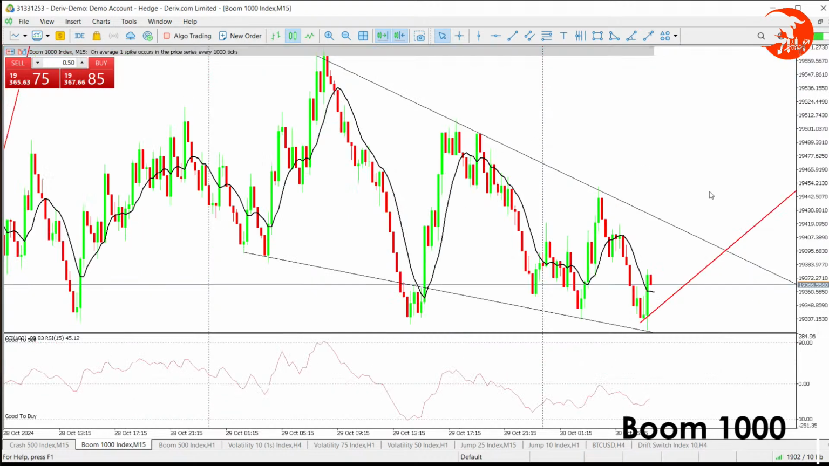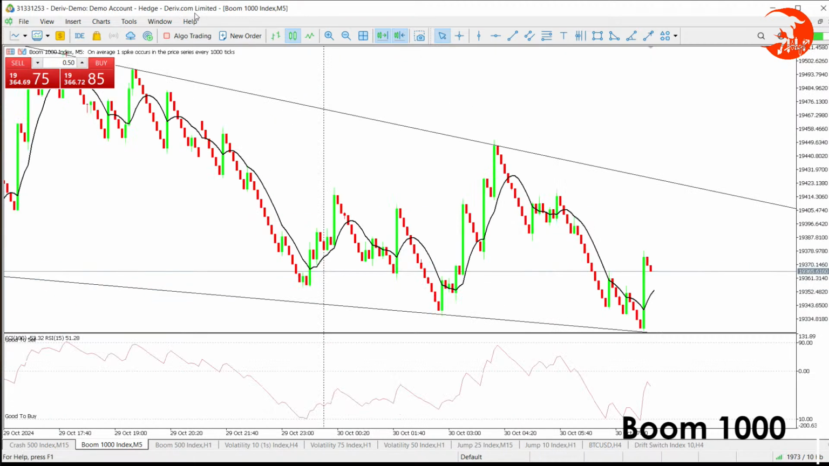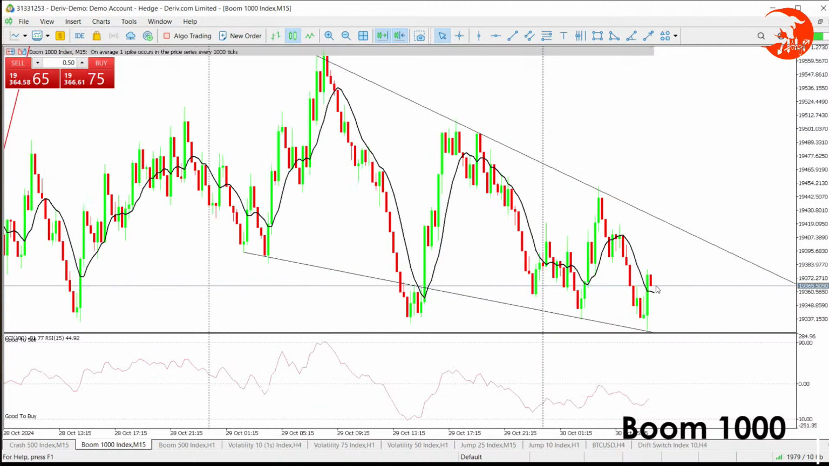We head over to M15 and look at when price will come. So for now, this is a no-go. This is a no-go. So there's going to be a pullback on M15.